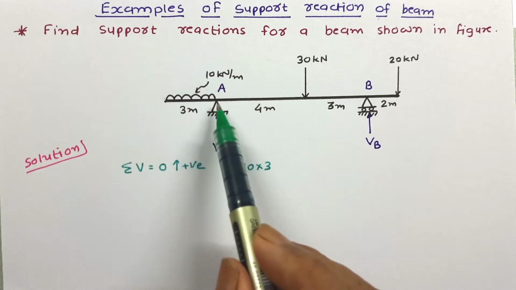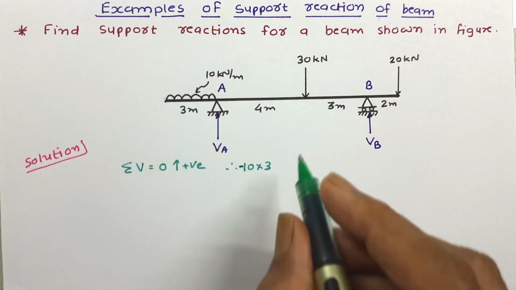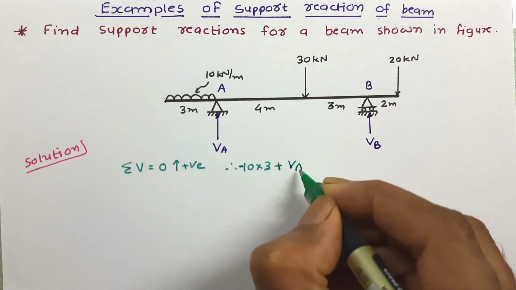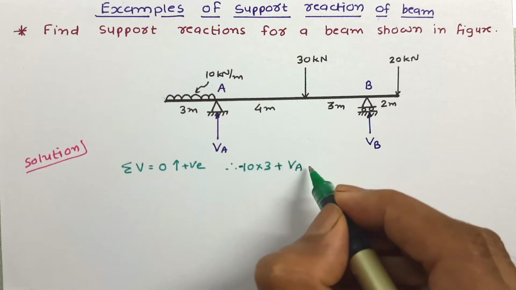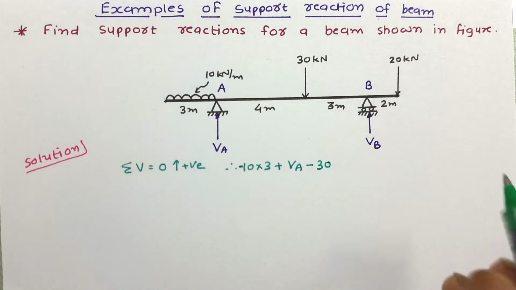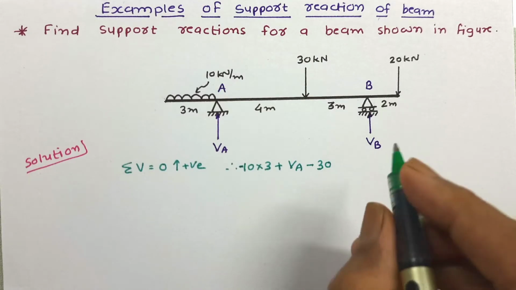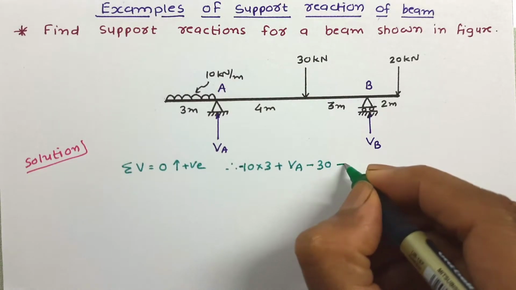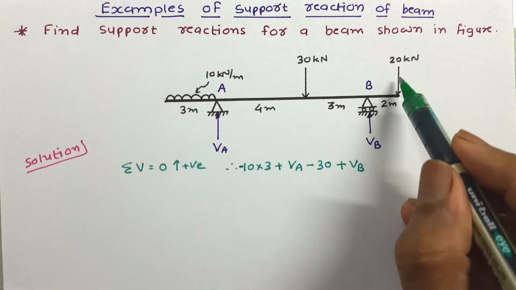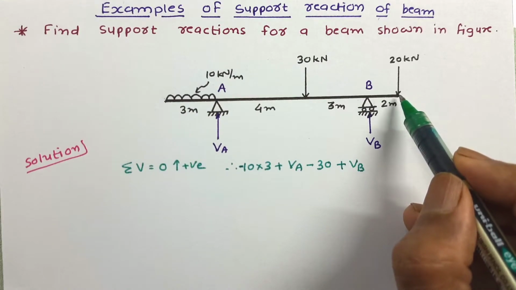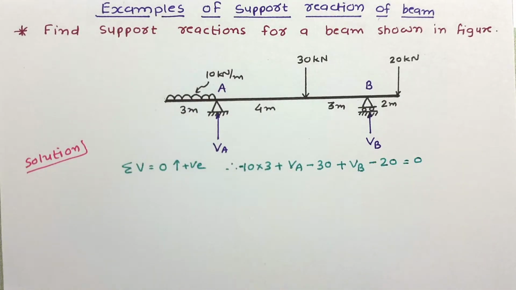After that, there is a support reaction VA which is acting in vertically upward direction, so it will be plus VA. Moving ahead, a point load of 30 kilonewton in downward direction, so it will be minus 30. At support B, vertical reaction VB is there which is acting upward, so it will be positive, plus VB. And lastly, a point load of 20 kilonewton acting in vertically downward direction, so it will be minus 20 and the summation is 0.